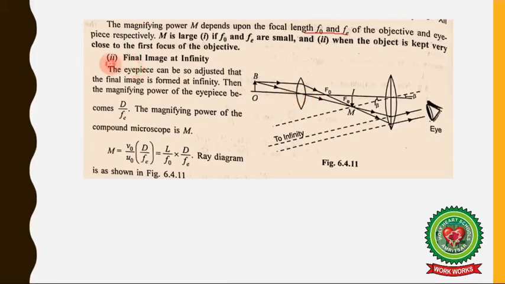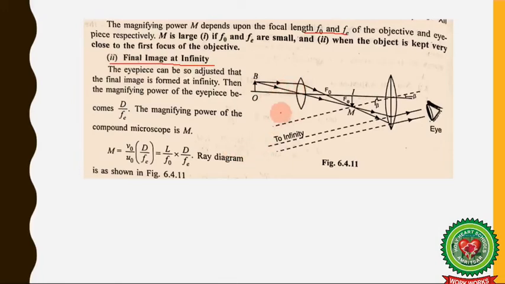Second case is when the final image is at infinity. So this is another adjustment when the final image will be formed at infinity. You can see here no image is going to be formed, the image will be formed at infinity. So what are the changes in that case? If the image is formed at infinity, then we can neglect 1 from the previous equation.